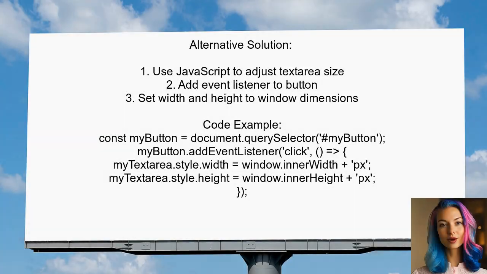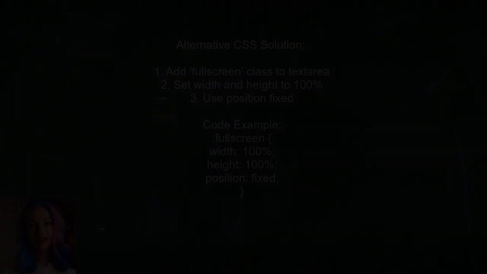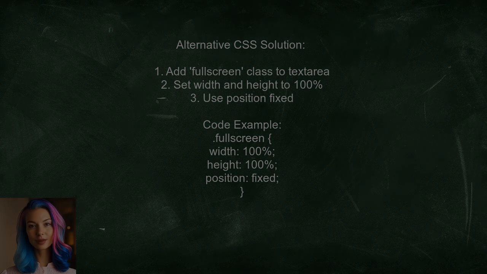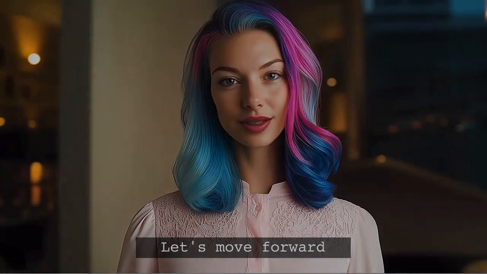An alternative solution provided by a user involves using JavaScript to make a text area full screen. They suggest adding an event listener to a button that adjusts the width and height of the text area to match the window's dimensions. Additionally, the user provides a CSS approach. They suggest adding a full screen class to the text area, which sets its position to fixed and expands it to full width and height. Let's move forward and look at another answer.